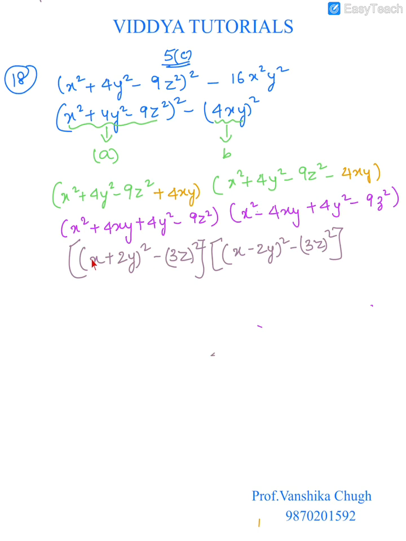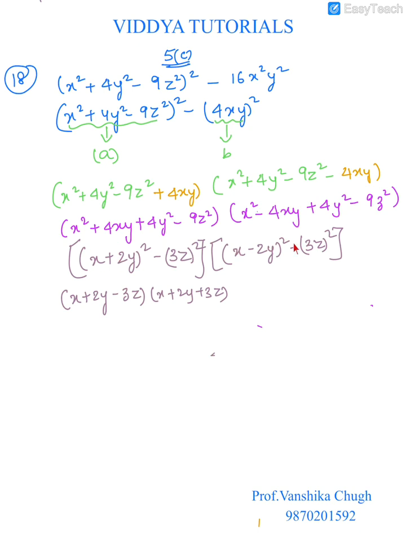Now I have made my two brackets of a² − b², a² − b², and I will just frame my further brackets from this, a + b and a − b. So the first bracket will be a + b, which is x + 2y − 3z, x + 2y + 3z. So I have finished framing the brackets of a − b, a + b of this a² − b².